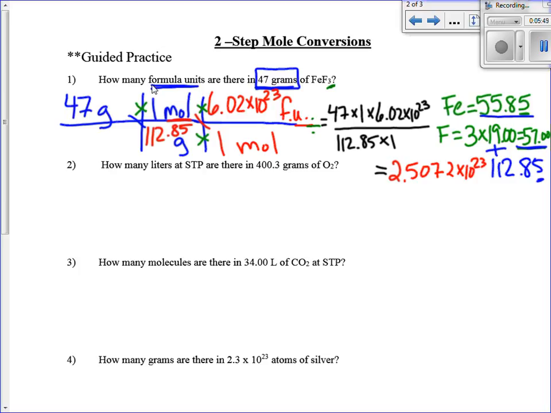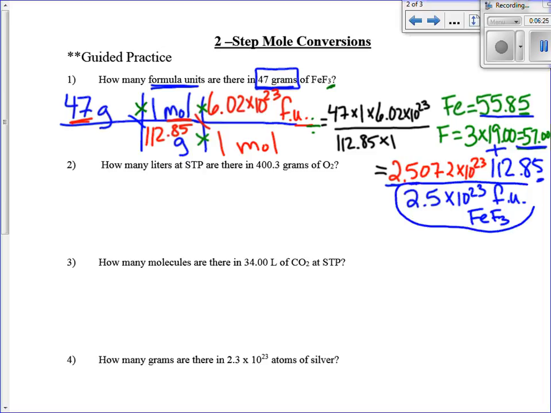Now we have to stop and look at sig figs from the beginning. So over here, how many sig figs in our beginning number? Only 2. So guess what? We only get to keep 2 in our answer. Remember, you always start from the left. So we're going to keep this 2. Now we're going to look at this 5. Do we round up the 5 or do we leave it alone? Because the 0 is next to it, we would round it down and leave it alone. So it'd be 2.5 times 10 to the 23rd formula units of FeF3, and we would circle this as our final answer.